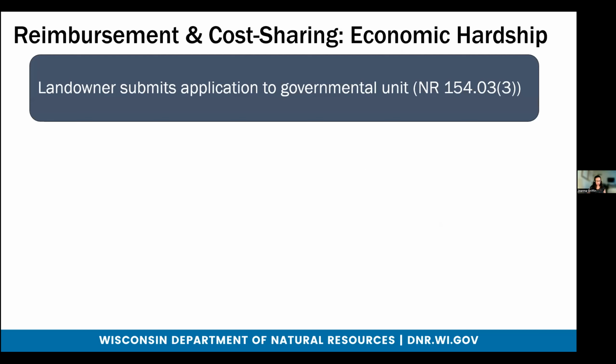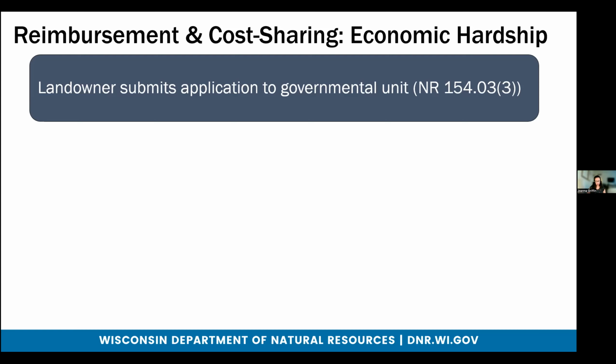So another thing that's the same for all TRM grants is that a higher cost share rate is available in cases of economic hardship. The economic hardship criteria is established in NR 154.03. So in order for a landowner to meet the economic hardship criteria and qualify for the higher cost share rate, they must submit an application to the governmental unit, and then the governmental unit makes a determination of economic hardship. The governmental unit referred to in NR 154 is the grantee, which is typically a county.